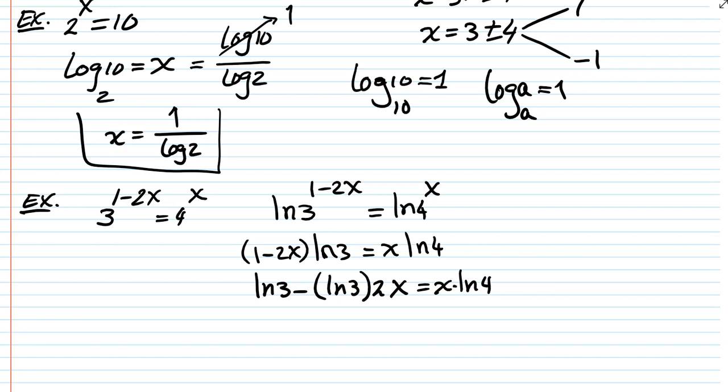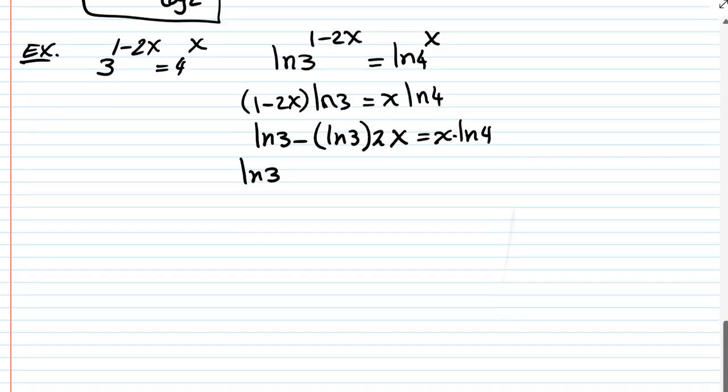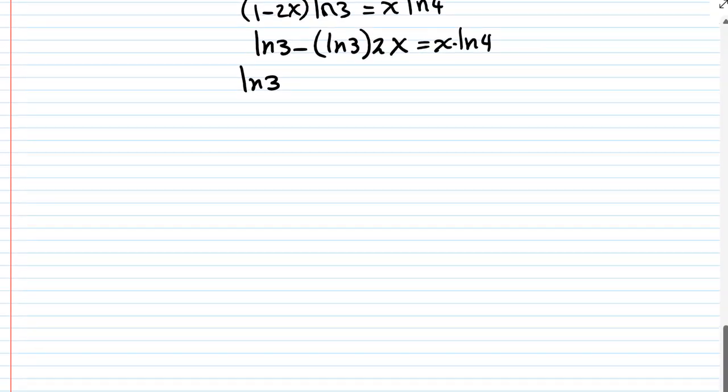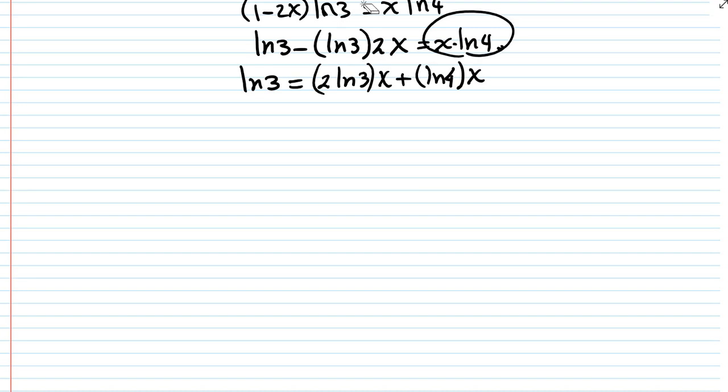Now, let's see. I'm going to keep ln of 3, and 2 times ln of 3. In this expression, I'm going to move it to the other side. And it's going to be 2 times natural log of 3 times x, positive on the other side, plus natural log of 4 times x. It's ln of 4 times x, this one. I just move ln of 4 in front.